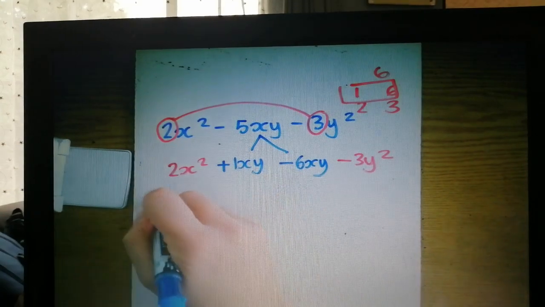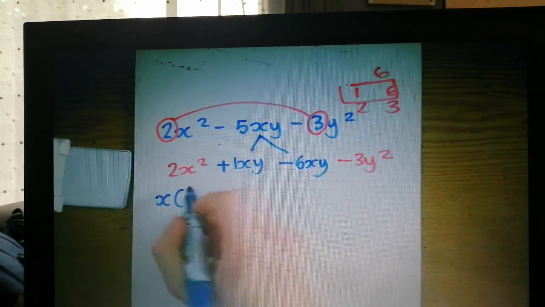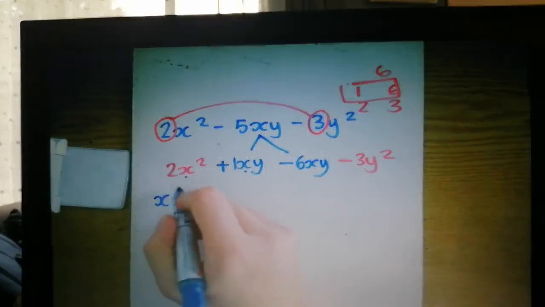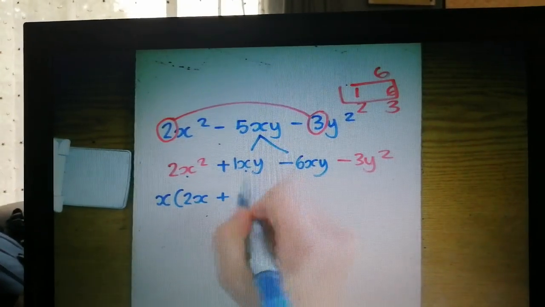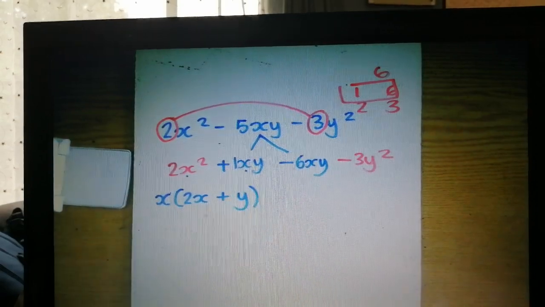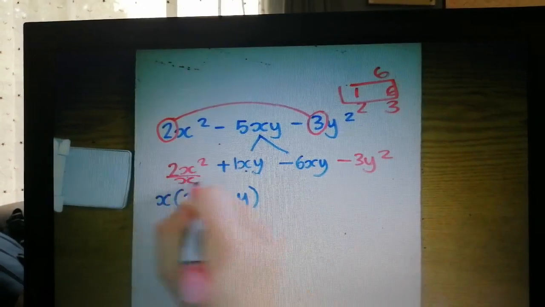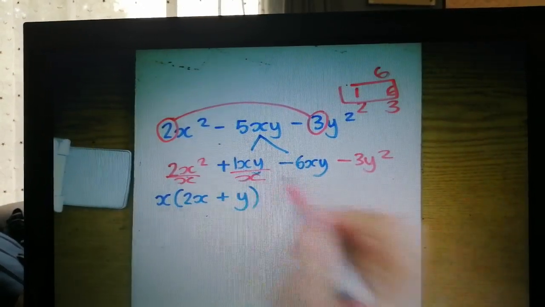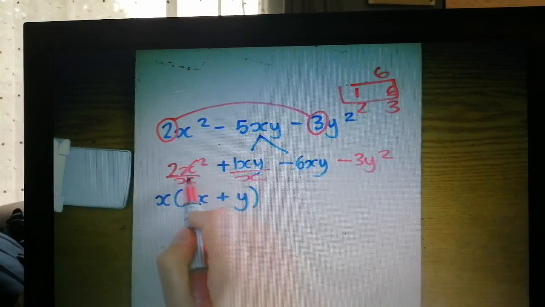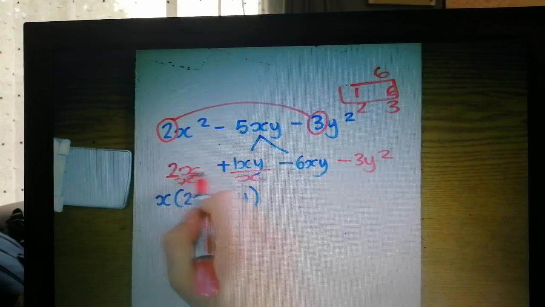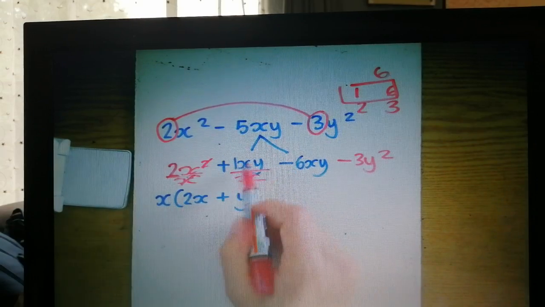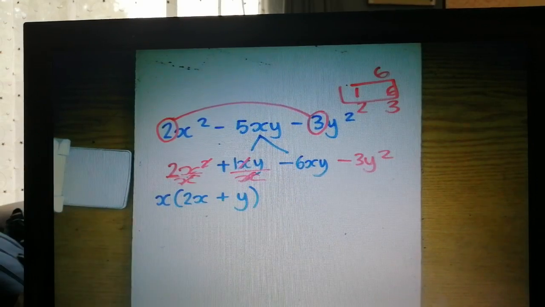The thing they have in common here is an x, so I take x out. There's an x and there's an x. And what am I left with? 2x plus 1y. I'm just going to write y. Remember, when I take out an HCF, it's as if I divide each term by it. So that would cancel one of my x's, and I'd still have x. And this would cancel that, so I'm just left with y.